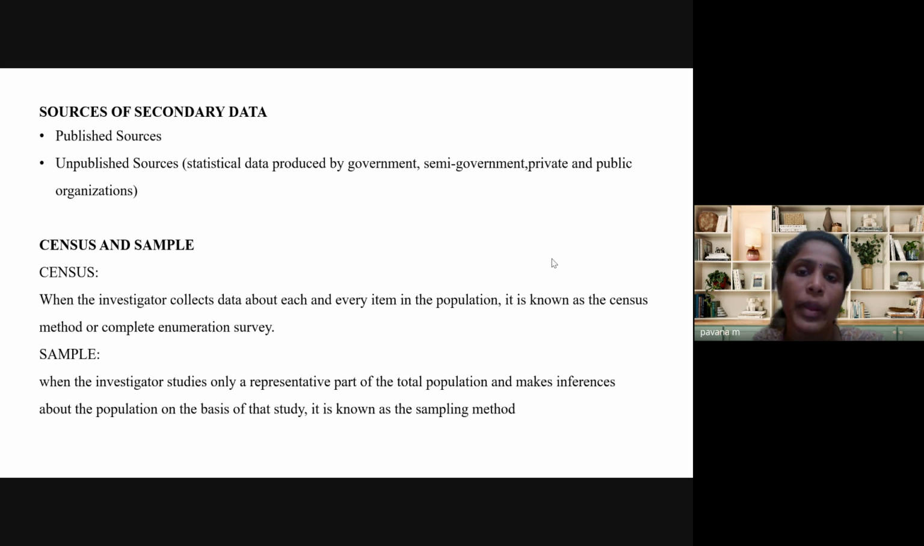Suppose you want a sample. What is a sample? You are not considering the whole population of Kakinada; you are considering some part of the population in that particular region. That is called a sample. That means only some of the people are included in your survey, not each and every one. Then you infer from the information collected from that sample, and you generalize those results.